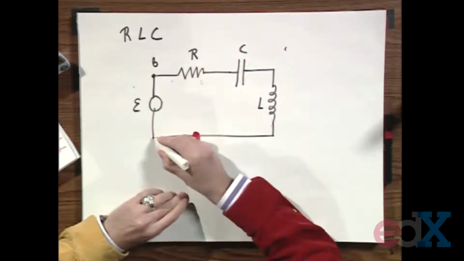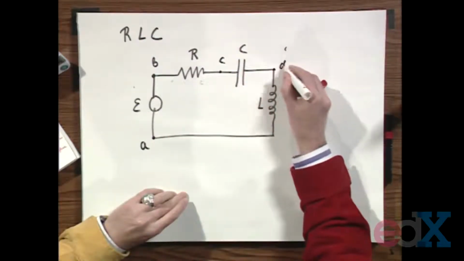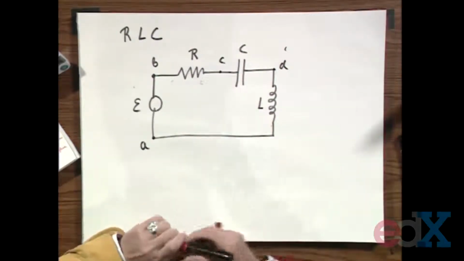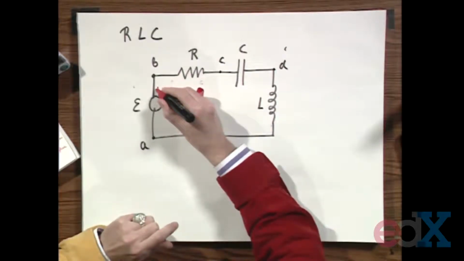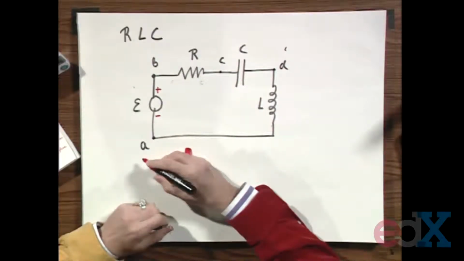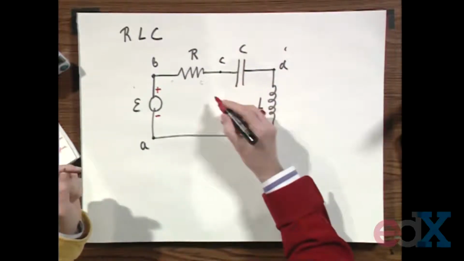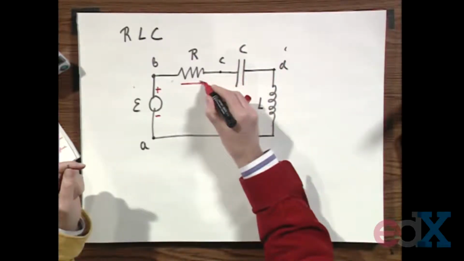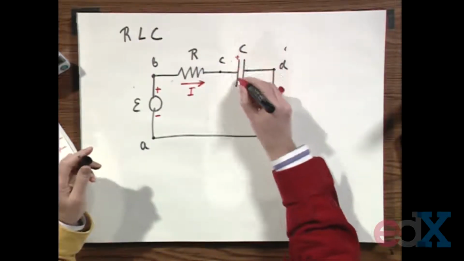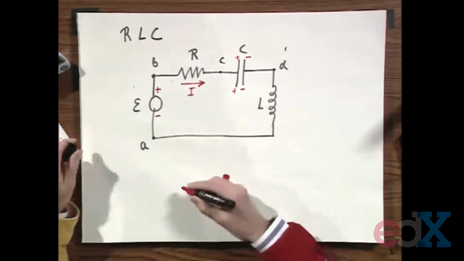Let's call this point B, A, C, D, back to A. The way I start these problems always, and there's nothing wrong with that, I assume at one moment in time that this is positive and this is negative. I assume that there is no charge anywhere on this system, on the capacitor, and so a current, I, will start to flow after a while.